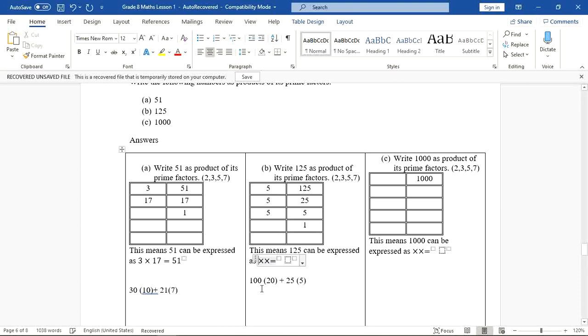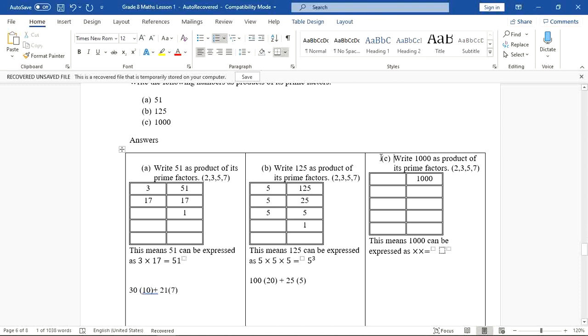So those are the prime factors of 125. And in short, we can write that as 5 exponent, or to the power of 3. So this is now what we call index notation, and this is expanded notation. All right, let's move to part C.